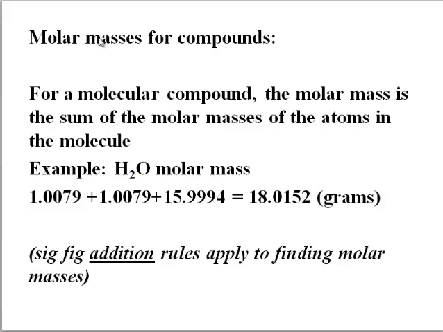If you have molar masses for elements, you can find the mass of a mole of any compound. For a molecular compound, the molar mass is the sum of the molar masses of the atoms in the molecule. So the molar mass of H2O is 2 hydrogen molar masses, 1.0079 plus 1.0079, plus 1 oxygen molar mass, 15.9994, or 18.0152. So a mole of water molecules has a mass of 18.0152 grams.